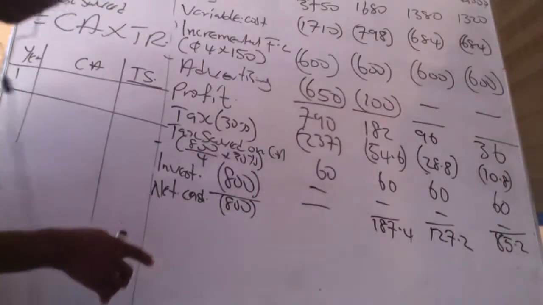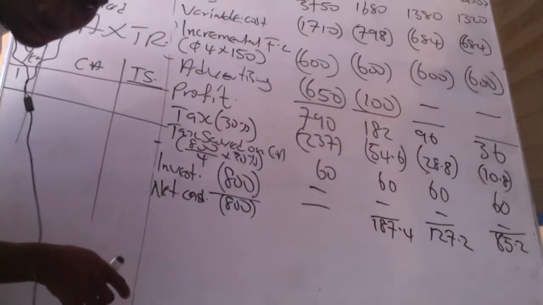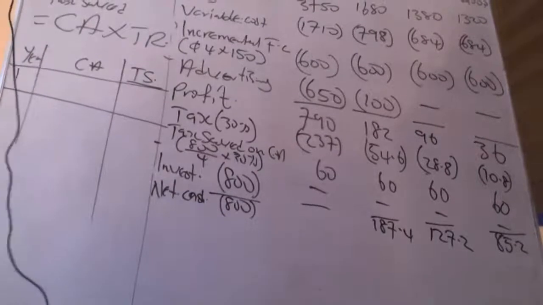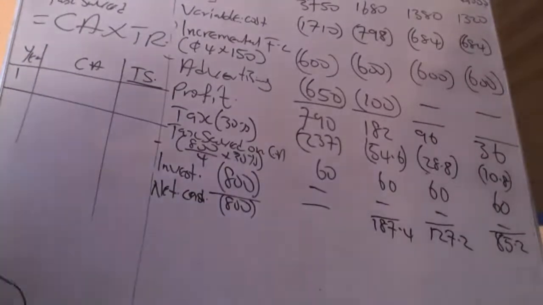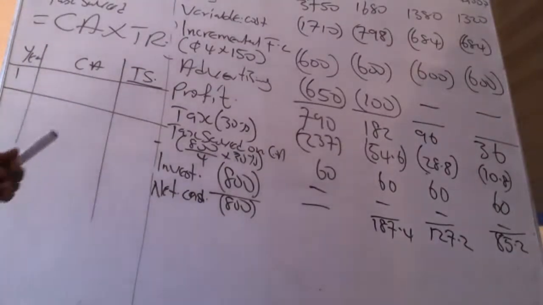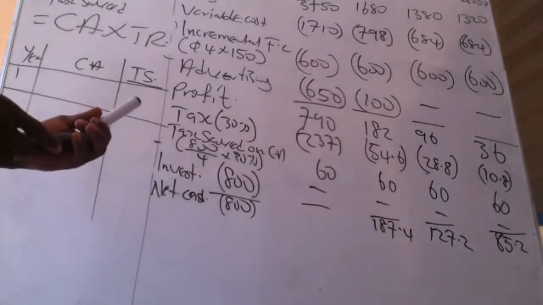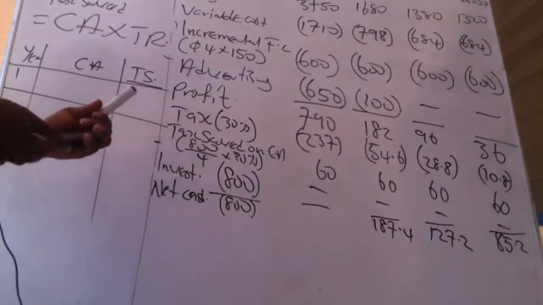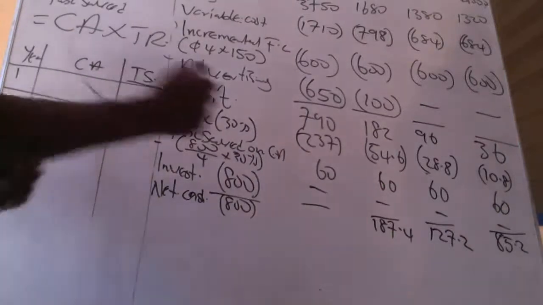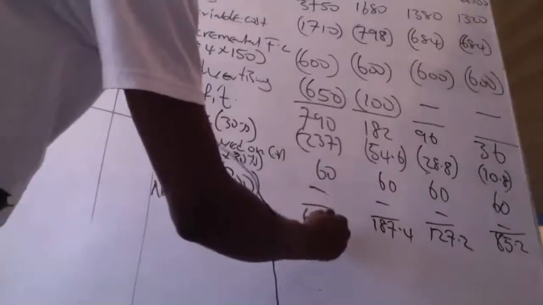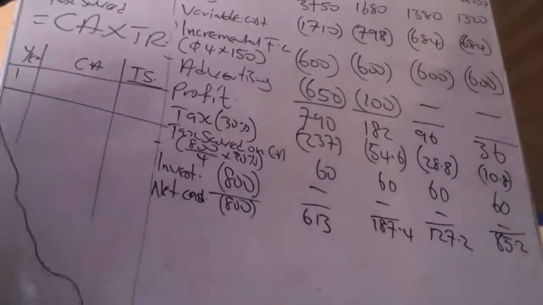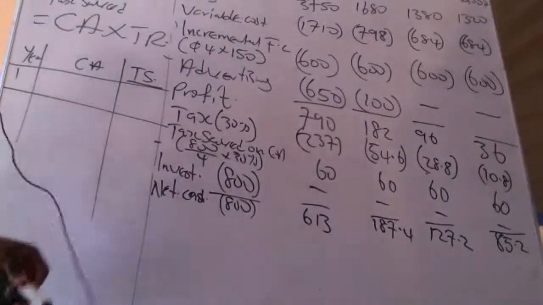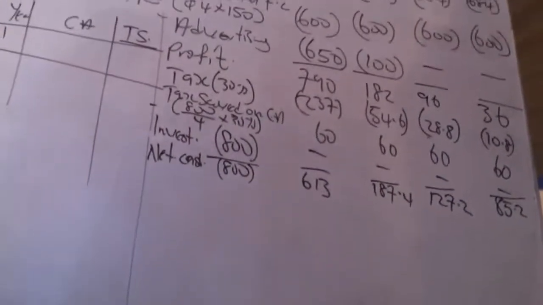Year 1 is not there. So kindly get me the year 1. Okay, so year 1 will be 790 plus 237 plus 60. Good. That's 613. Agreed. Well, I like that. 613. Good. Now we are done with the net cash flow.